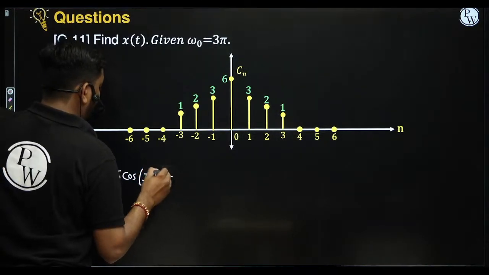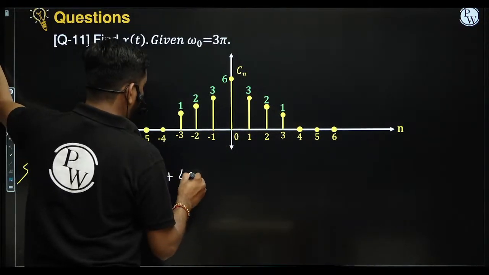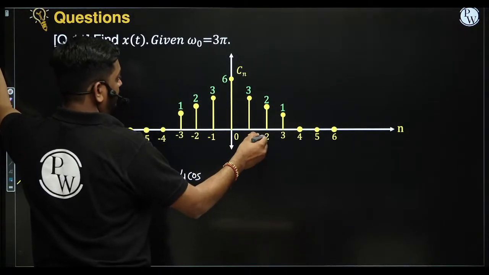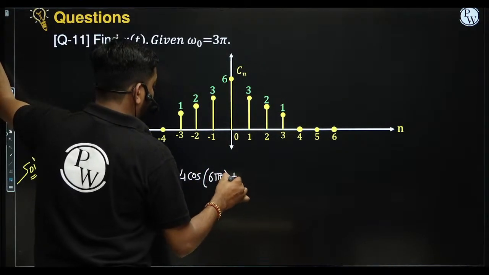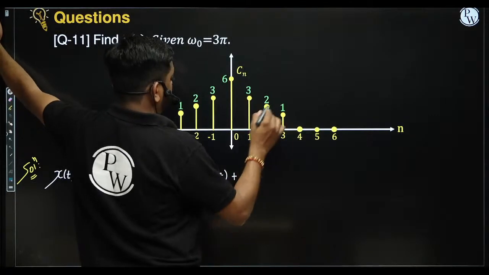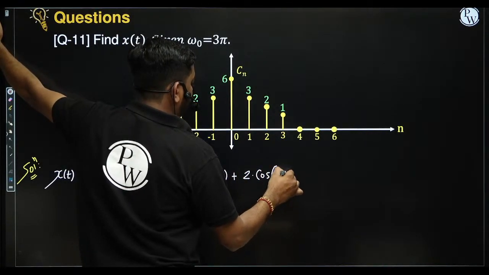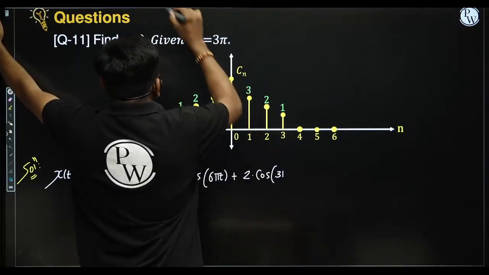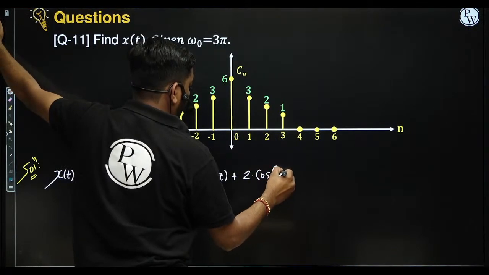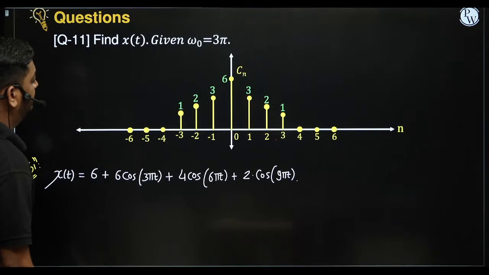Correct? Plus here, this is also an even function, multiplied by 2, so it is 4 cos n omega 0 t. N equal to 2, omega 0 is 3, so it is 6 pi t. Plus here 1, guys, so 1 into 2 is 2, 2 cos 9 pi t, and for n equal to 3, omega 0 is 3, so 9 pi t. Fine.